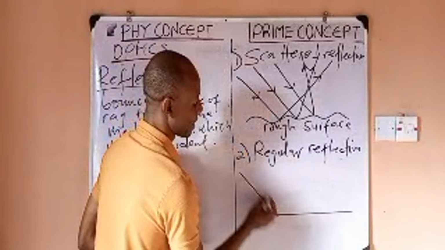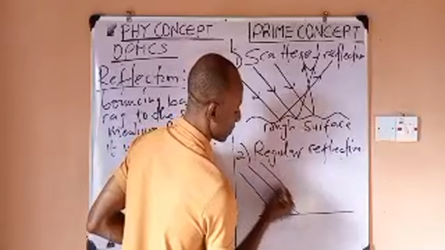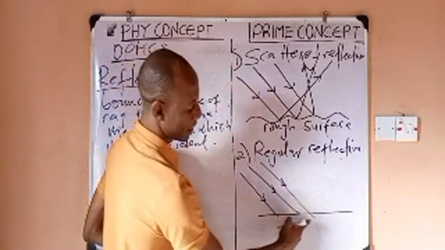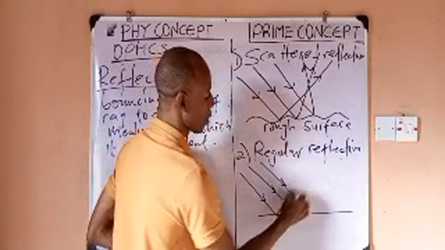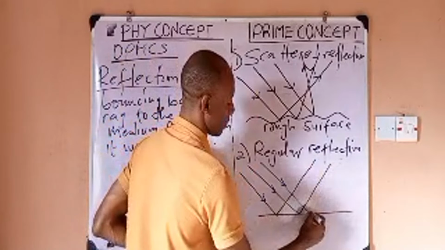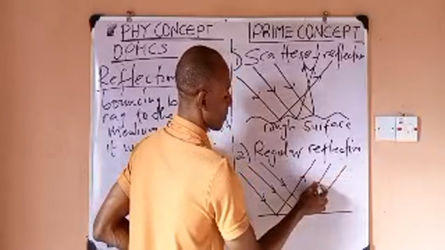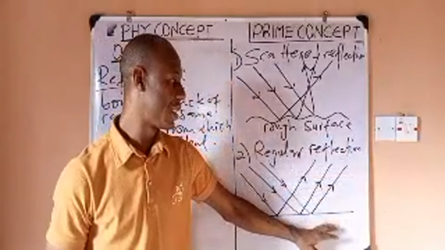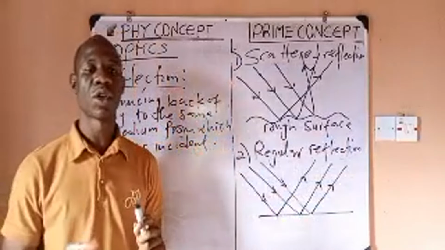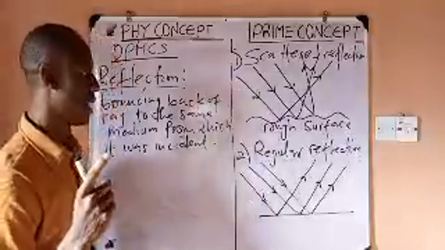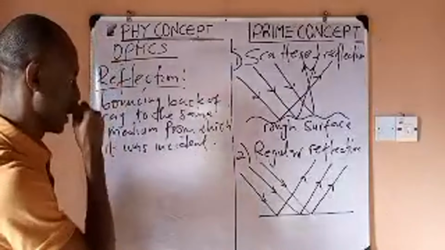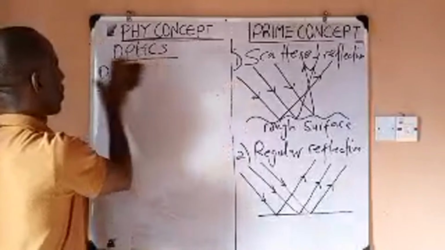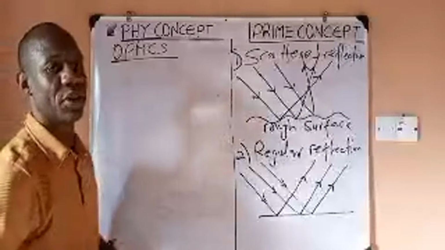So if I incident rays like this, these are my incident rays. When they hit my surface, they would come out parallel to each other like this. These are your reflected rays. So this type of reflection is what you call regular reflection. I hope you're still following me. Now, we want to quickly mention the laws of reflection.